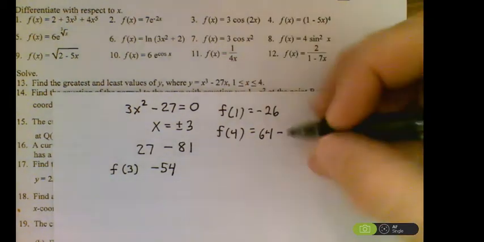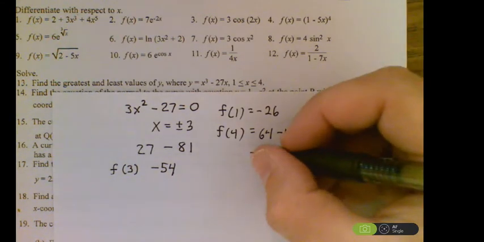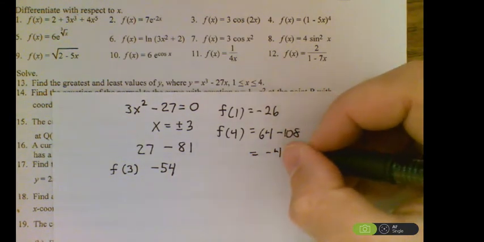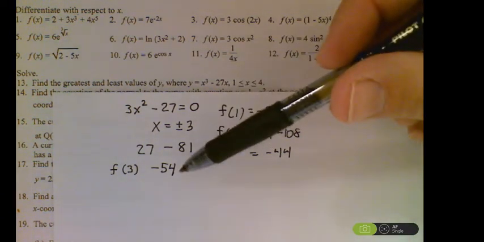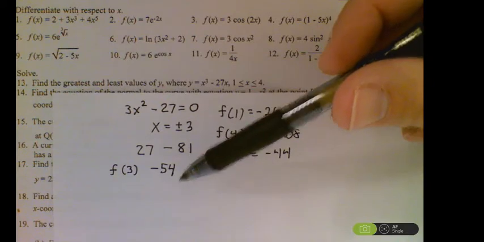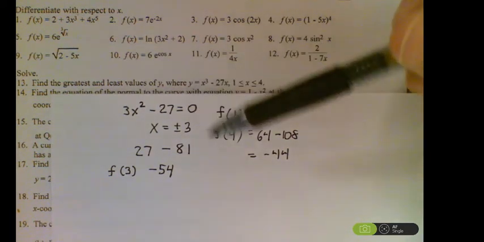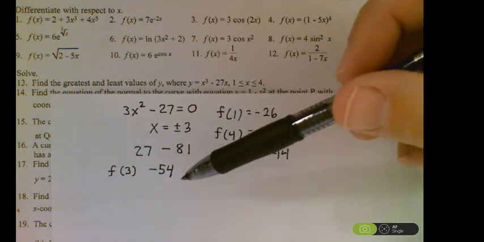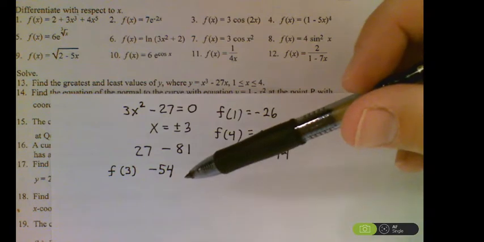Minus 27 times 4, which was 108. So subtract that, and we're going to come out with -44. So within the numbers that we're testing in here, we can see this is our lowest. And remember, this has to be a max or a min because we set the derivative equal to 0. So that always creates a max or a min value. In this case, we can tell by the other numbers around it that this has to be the minimum.